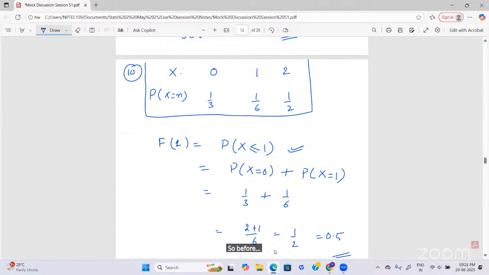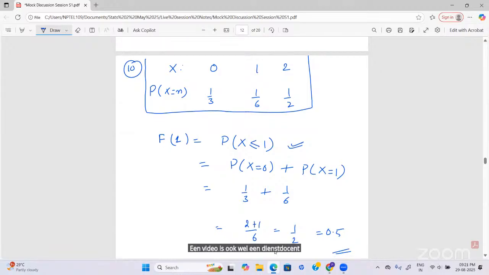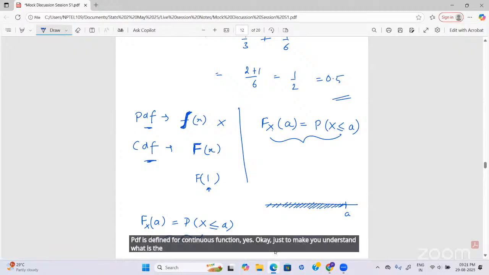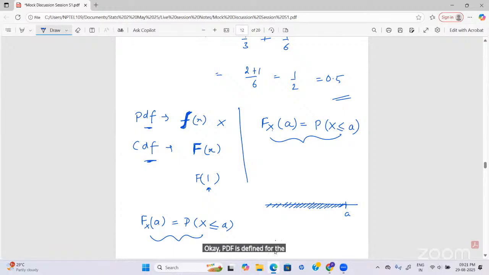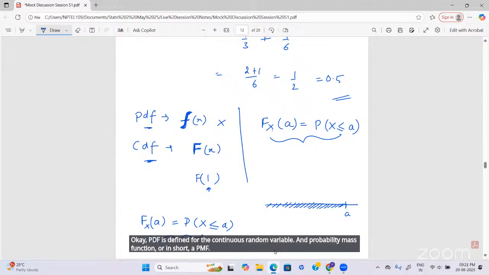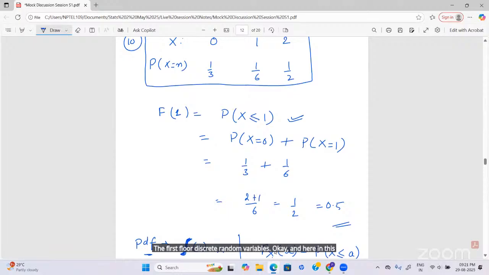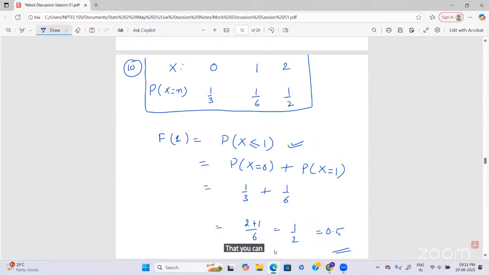PDF is defined for continuous random variables, yes. Just to make you understand the difference, PDF is a small f and the CDF is capital F, that's why I have written it here. PDF is defined for the continuous random variable, and probability mass function, or in short, PMF, is for discrete random variables. Here in this particular question, we are using PMF that you can write in this table form.